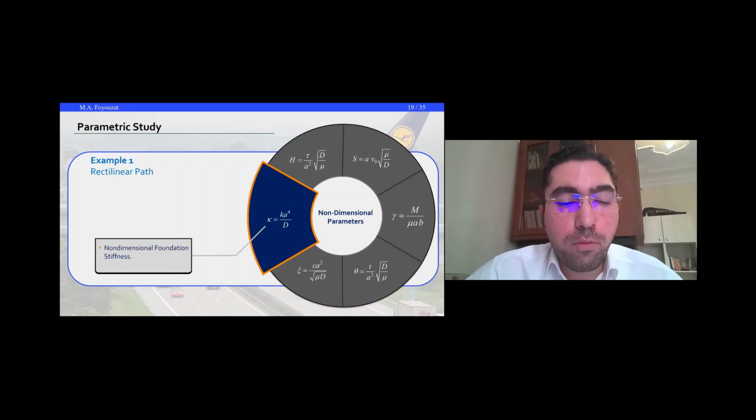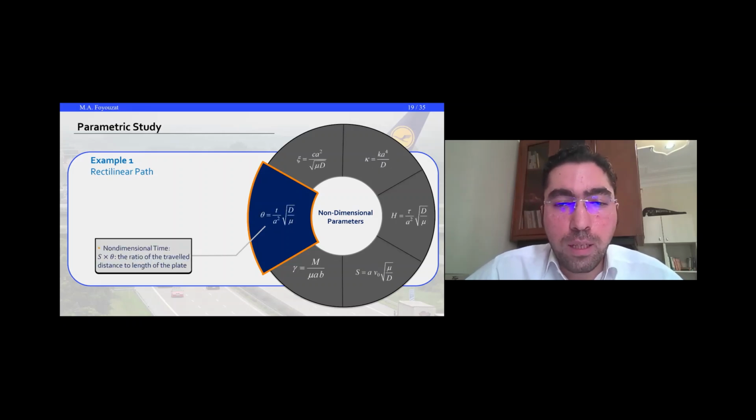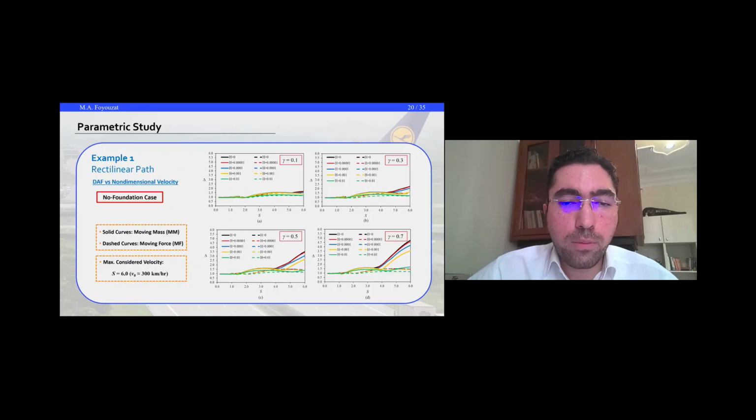Kappa, non-dimensional foundation stiffness. Psi, non-dimensional foundation damping. Theta, non-dimensional time, defined such that S times theta becomes the ratio of the traveled distance to the length of the plate. And delta is the dynamic amplification factor. Using our proposed solution method, we plotted the delta spectrum versus the dimensionless speed S for mass ratios ranging from 0.1, as you can see, to 0.7. The solid curves correspond to the MM method and the dash curve to the MF method.